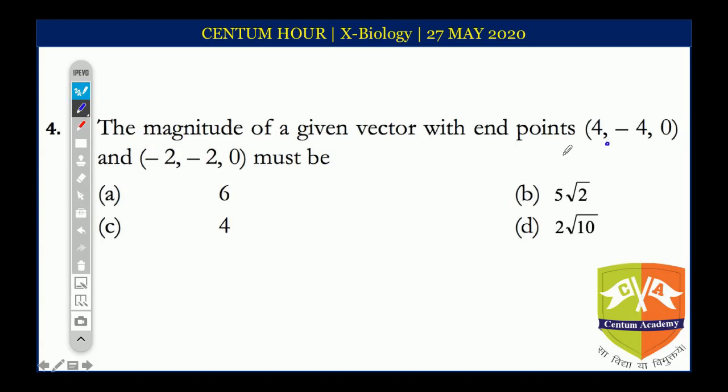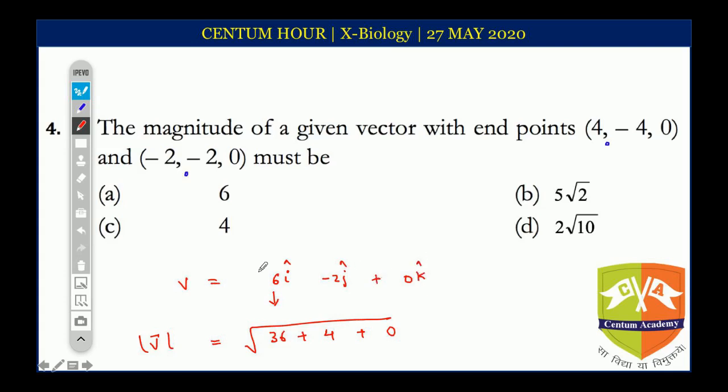But again, same thing. Final minus initial. 4 minus minus 2 is 6. Minus 4 minus minus 2 is minus 2. And 0 minus 0 is 0. A square 36 plus B square 4 plus C square, then square root. That is what is called the magnitude of a vector, provided the vector is AI plus BJ plus CK. Okay?